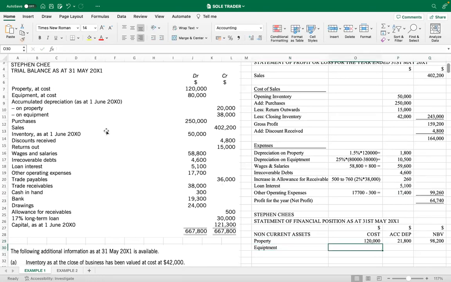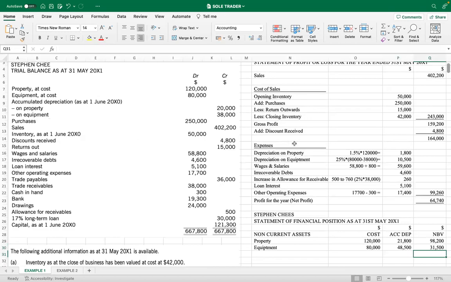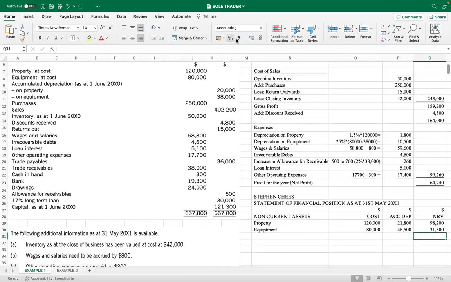Next, we go to equipment. Now, in our equipment, the cost of equipment is 80,000. And accumulated depreciation is 38,000 plus 10,500. So it gives you 48,500. So that will be 80,000 minus 48,500. It gives you 31,500. So those were our only non-current assets in this question. So non-current assets is therefore 129,700.